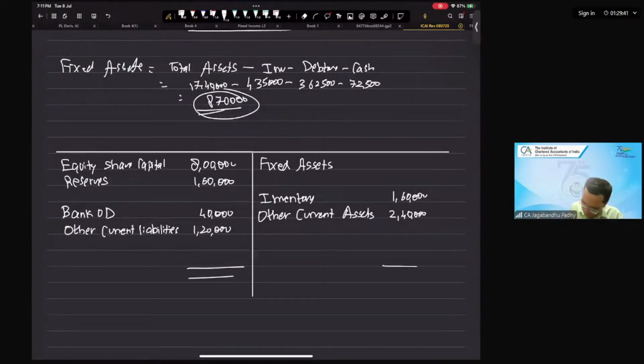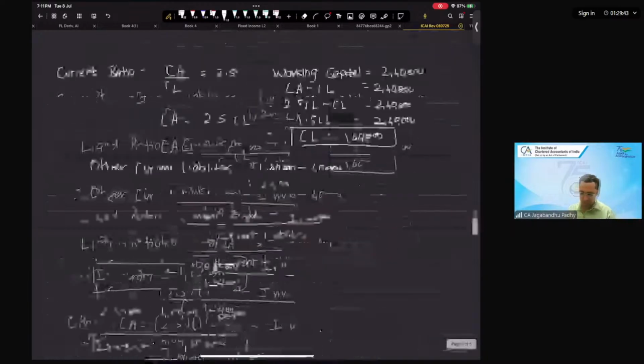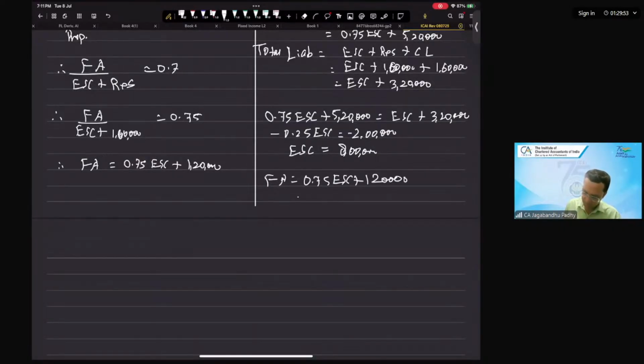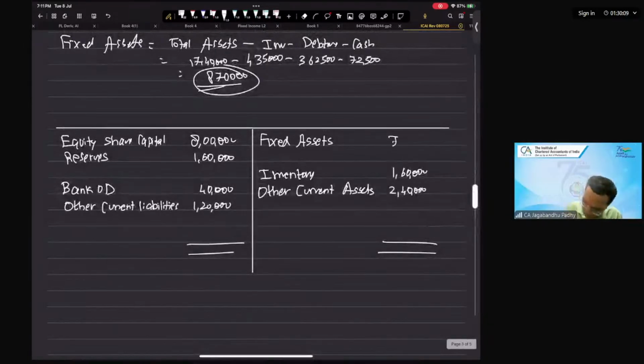And it's quite obvious the balancing part, I mean, the fixed asset is going to be on the balancing side. The fixed asset is anyways expressed in an equation. So 0.75 equity share capital plus 1 lakh 20,000. So 0.75 into equity share capital is 8 lakh plus 1 lakh 20,000, which is fixed asset to be 7 lakh 20,000. Yeah. So this is how you complete the balance sheet.